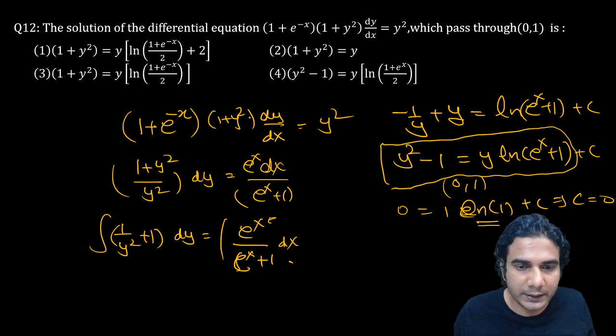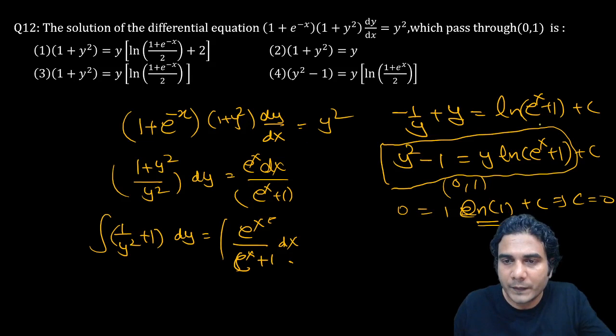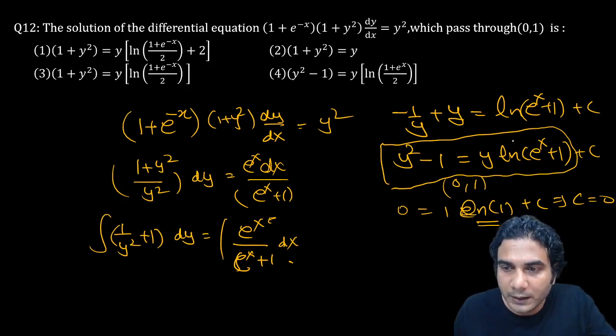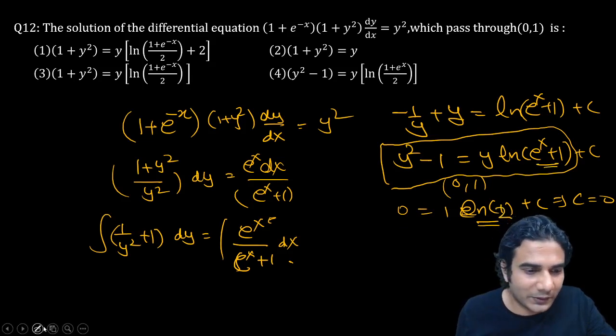Did we miss anything? So I think, yeah. Wait a minute. Sorry. This will be ln2, not 1. Okay. So c is not 0. Sorry, c is not 0. I'm sorry.